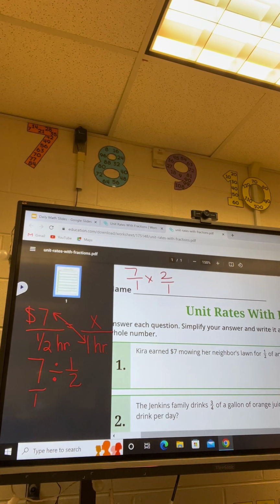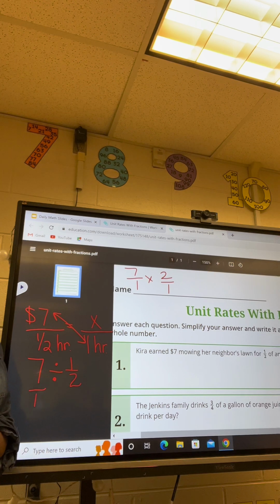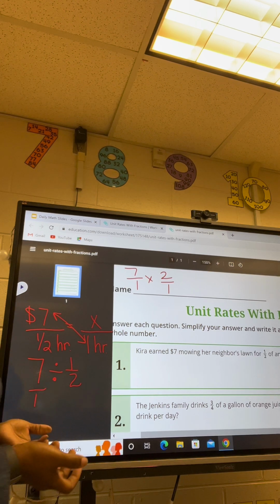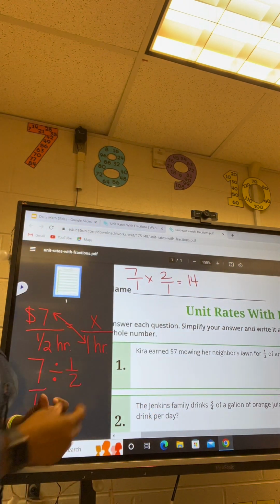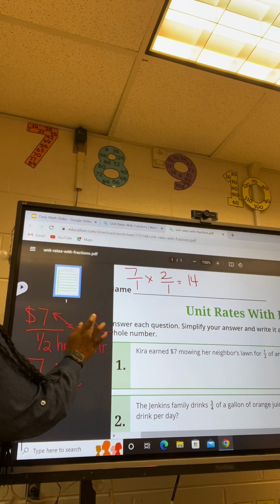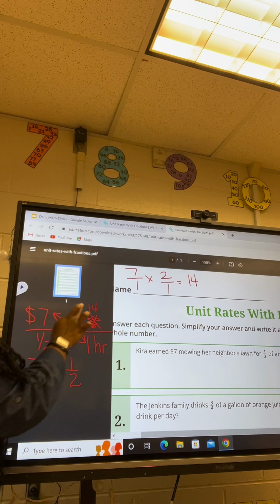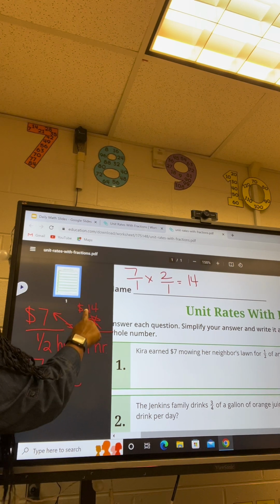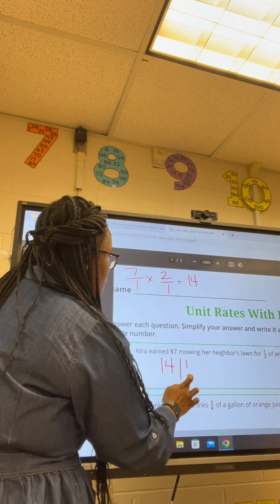Okay? Now, when we multiply fractions, how do we multiply fractions? Multiply straight across. And that would give us an answer of what? 14. 14/1 or 14. What does the 14 tell us? Where do I put the 14 in my answer? What she earns, her hourly rate. I put it right there where the X was. So basically, now I know that X is 14. What was up on top here? $7. So that tells me that it's $14 per hour. So Kira makes $14 per hour.